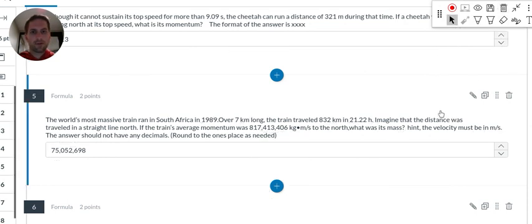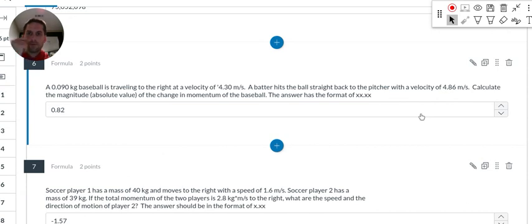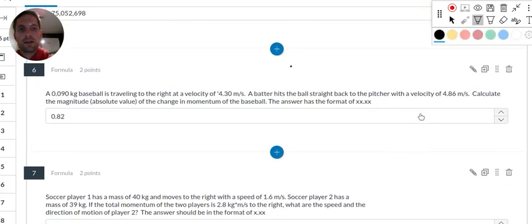All right, for number 6, we have a 0.09 kilogram baseball traveling to the right at this speed, or velocity, I mean. And we're going to assume right is positive. And the batter hits the ball back. We want the change in momentum of the baseball. So it's the same ball. We can say that change in P equals M times delta V. So the mass is the same.